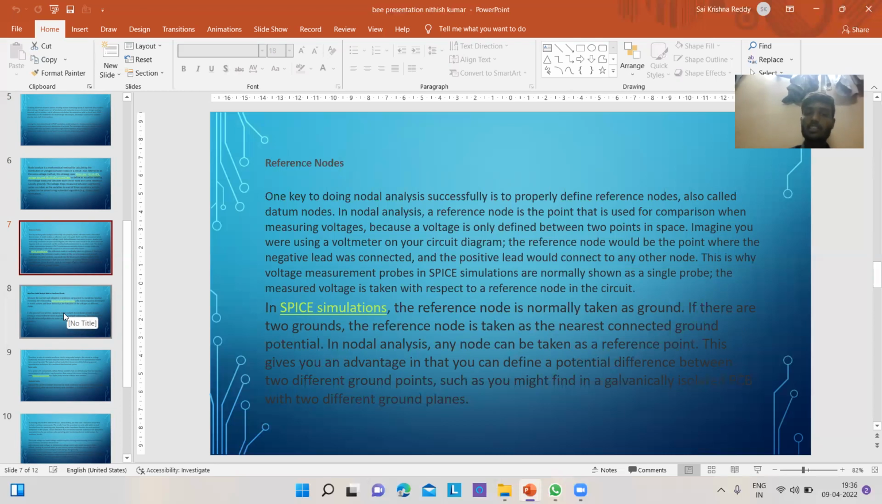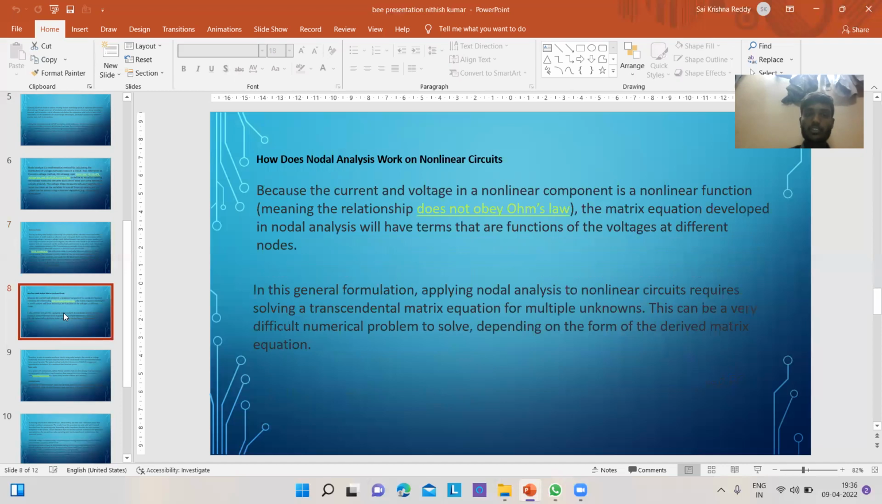In SPICE simulations, the reference node is normally taken as ground. If there are two grounds, the reference node is taken as the nearest connected ground potential. In nodal analysis, any node can be taken as a reference point. This gives you an advantage in that you can define the potential difference between two different ground points, such as you might find in a galvanically isolated PCB with two different ground planes.